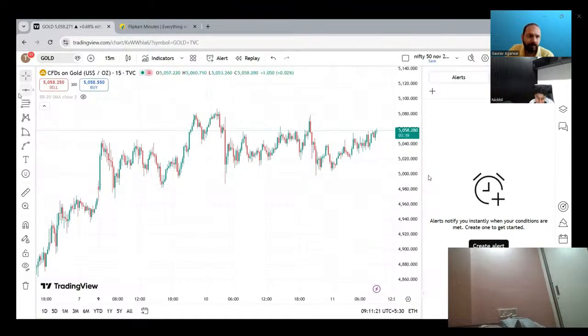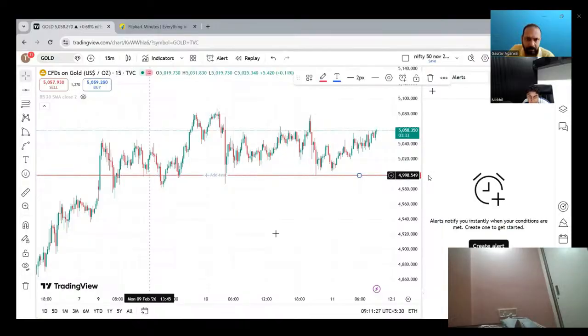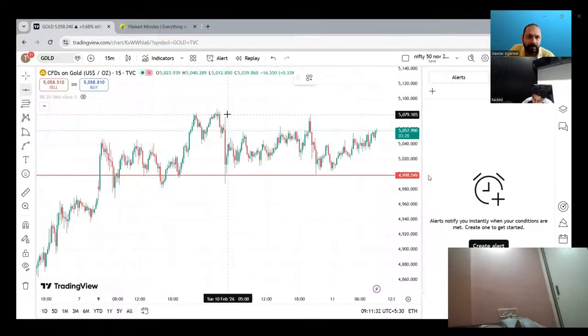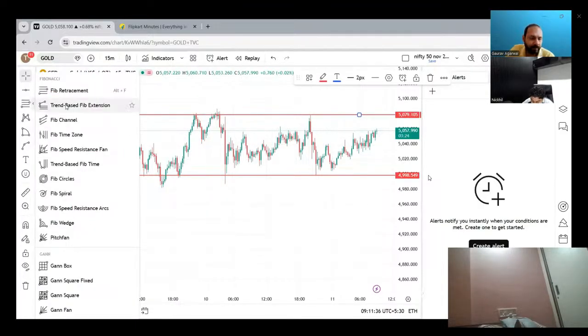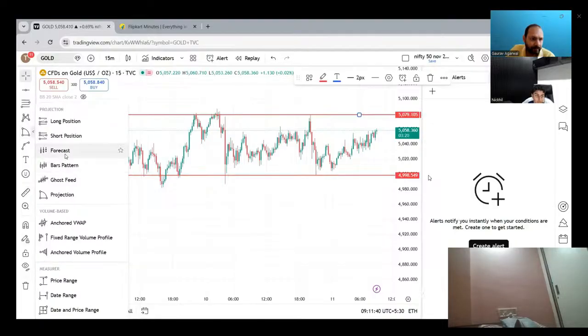So mostly, how you can use it, you can plot lines here, a support area, and then you can plot a resistance here. Yes. So mostly it is trying to trade in a kind of box. Yeah, correct.